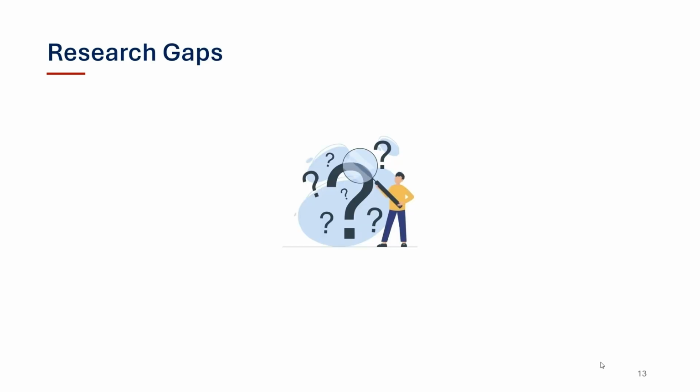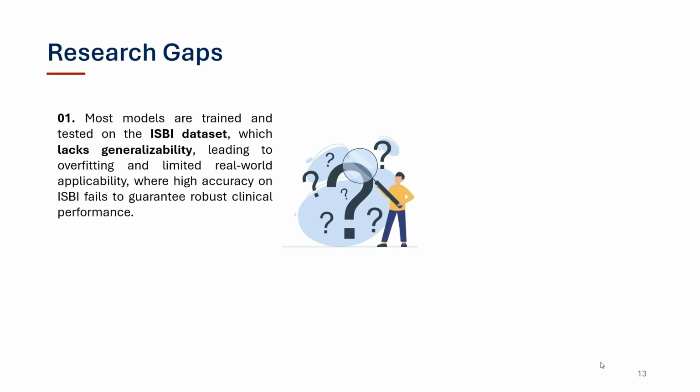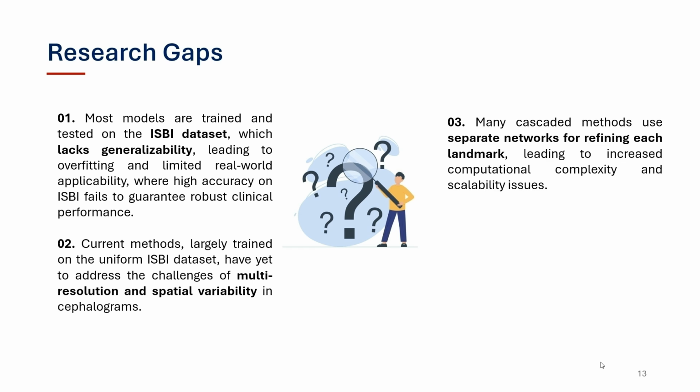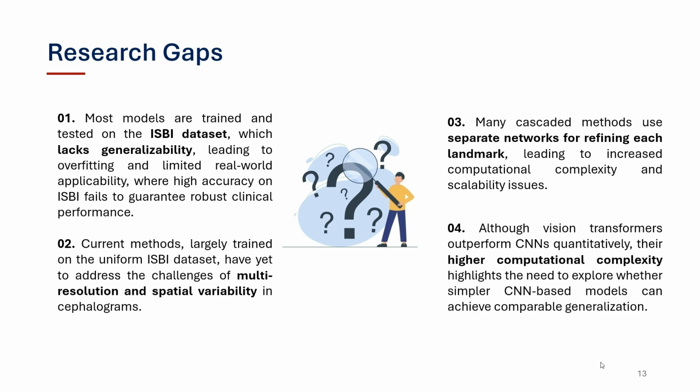Thus, based on the in-depth study of the datasets and methodology, we found four major research gaps. Most methods use the ISBI dataset, and we know ISBI lacks generalizability. We cannot comment on the generalizability of any of these methods. Secondly, since ISBI lacks resolution and spatial variability, none of the methods cater to it. So, most of the methods in literature train separate networks for each landmark, increasing computational costs. And lastly, since vision transformer based models are the state of the art right now, they although perform better quantitatively, they increase the computational costs when compared to the CNNs. Thus, a comparable generalizable performance using CNNs is necessary.